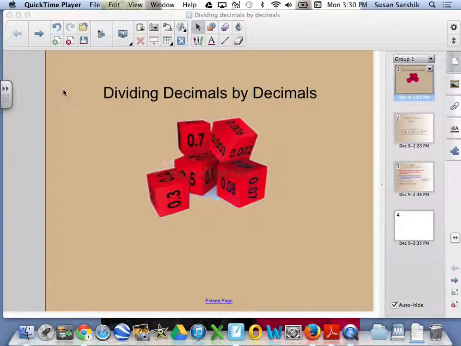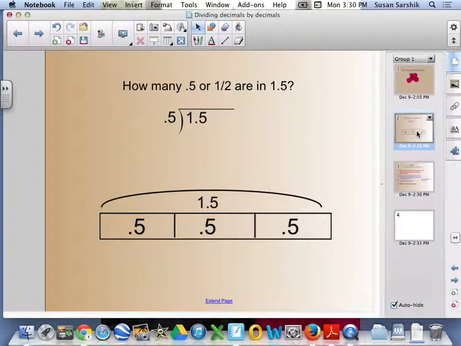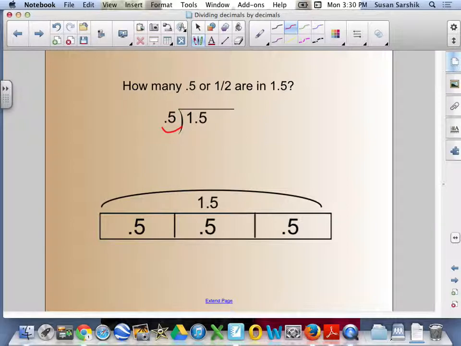This is a lesson tutorial on how to divide decimals by decimals. So let's take a look at how it would look pictorially. If we have a problem here, you see the divisor is 0.5, 5/10, or we could also say that's 1/2, and the dividend is 1.5, 1 5/10, or 1 1/2.